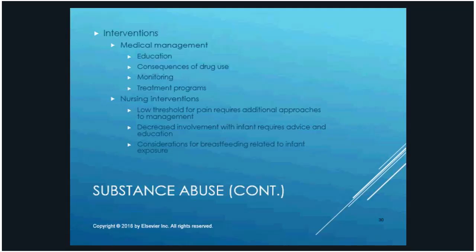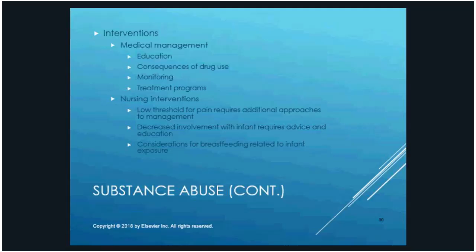Substance abuse continued. So interventions, medical management, education, consequences of drug use, monitoring, and also there's treatment programs. Nursing interventions would be a low threshold for pain, requires additional approaches to management because these patients have had medications that blunt or cover up their opioid receptors. It's harder to get patients that have a substance use problem or opiate substance use problem under control with pain when they actually have surgery or with childbirth.